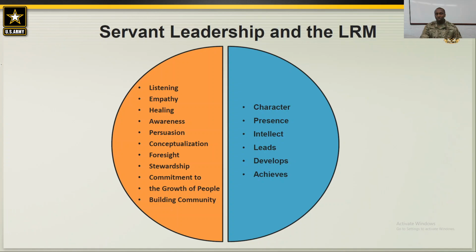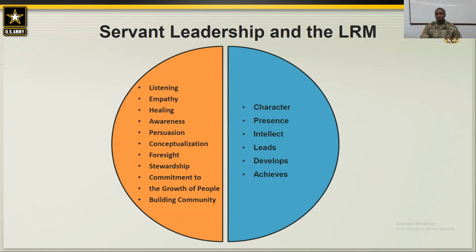Foresight. Foresight is a characteristic that enables servant leaders to understand lessons from the past, the realities of the present, and the likely consequences of decisions for the future. It is deeply rooted in the intuitive mind.